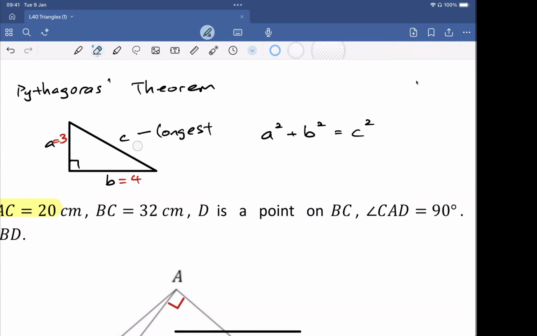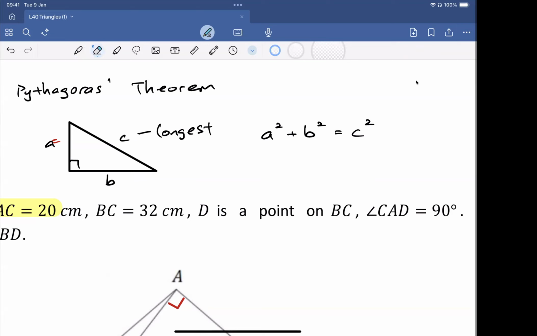What if we say that a equals 6, b equals 8, c equals 10? Let's see whether it works. a squared plus b squared equals c squared. What is 6 to the power of 2? 36. 8 to the power of 2? 64. Together equals how much? 100. Does it work? Yes, it works.